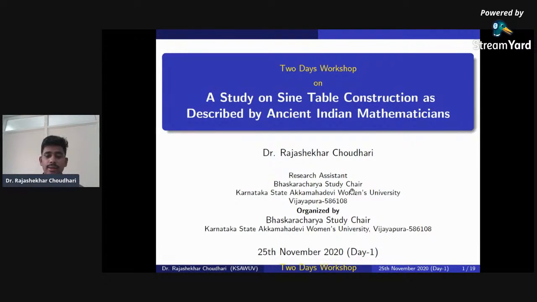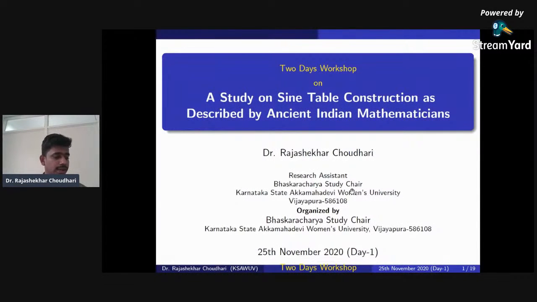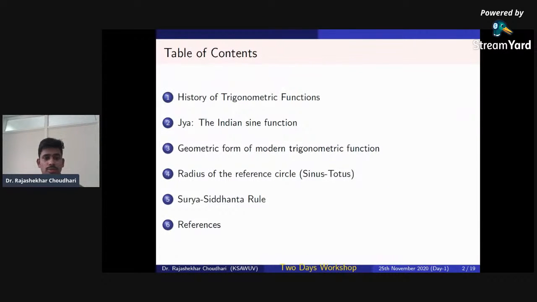Now we'll quickly move on to the contents of today's presentation. First, we'll be looking at the history of trigonometric functions. In that, we will see how these trigonometrical functions were defined, and we'll also see how the modern name sine came into force. In the second part, we will see the Indian definition of the sine function, which they called ja.